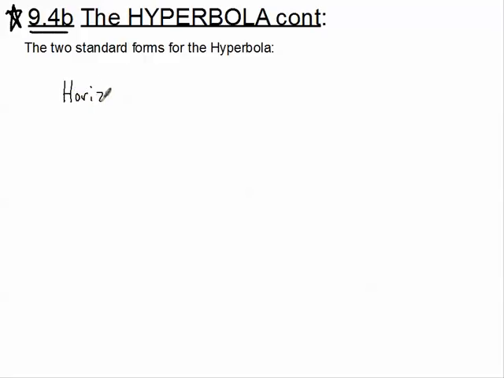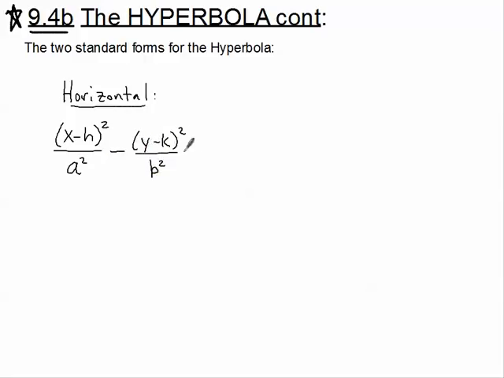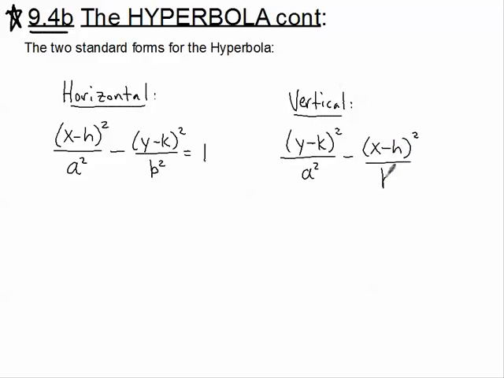First, let's talk about the horizontal hyperbola. The horizontal hyperbola standard form is (x minus h) quantity squared divided by a squared, minus (y minus k) quantity squared divided by b squared, all equal to 1. The vertical standard form for a hyperbola is (y minus k) quantity squared divided by a squared, minus (x minus h) quantity squared divided by b squared, equal to 1.